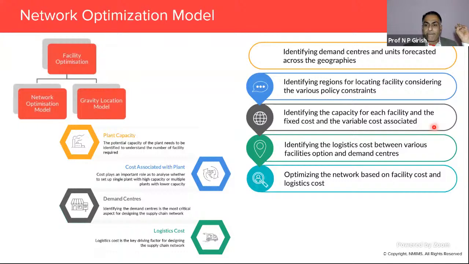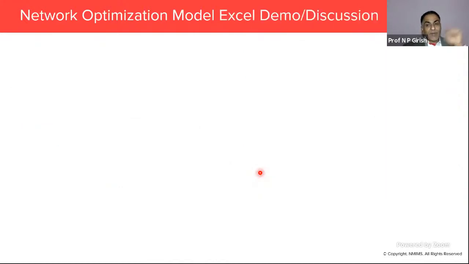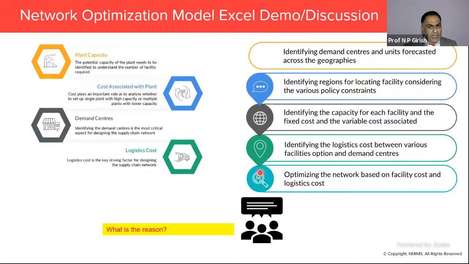Are we fine? Mithil, are we good? All right. With that, we will move on to the next topic, which is gravity location model.